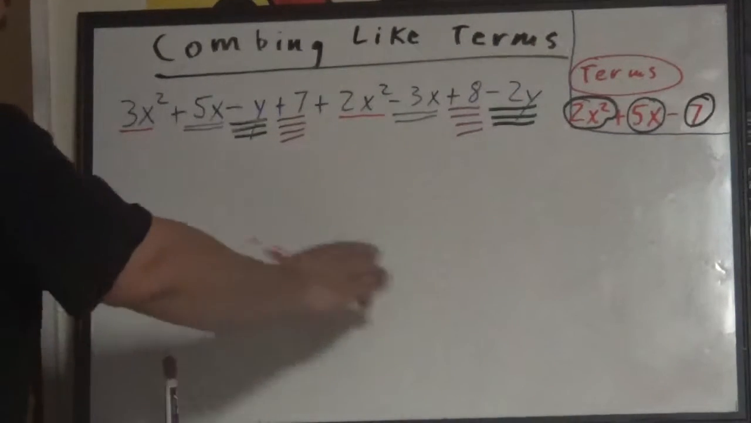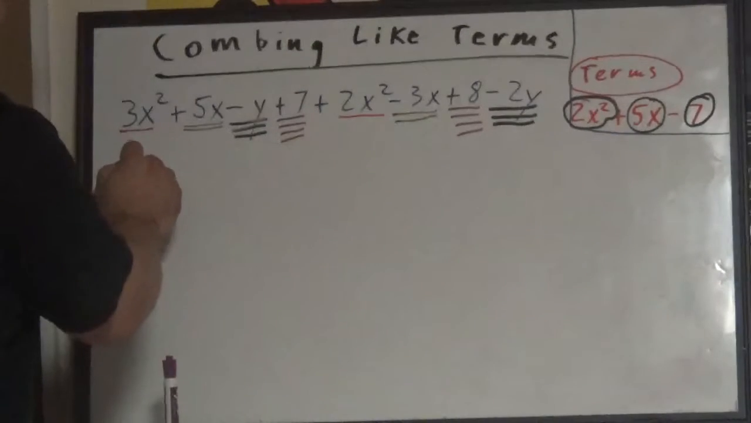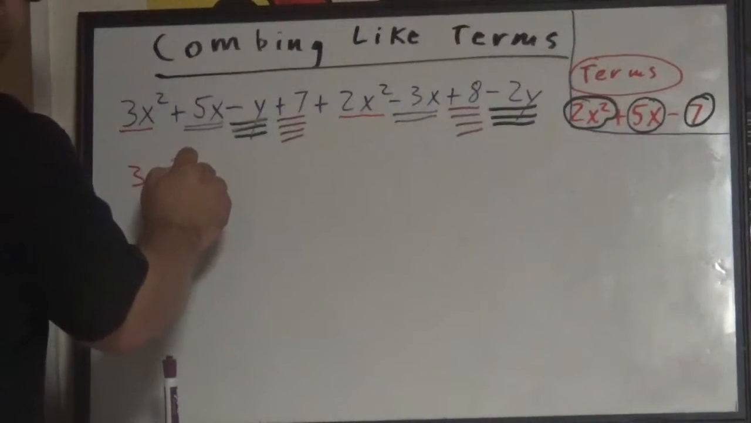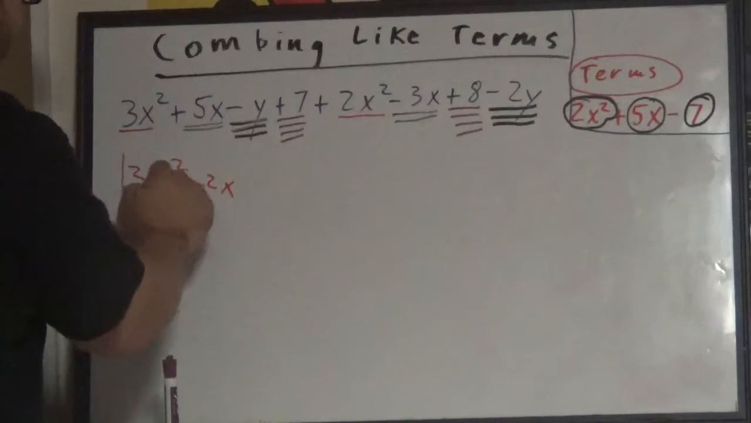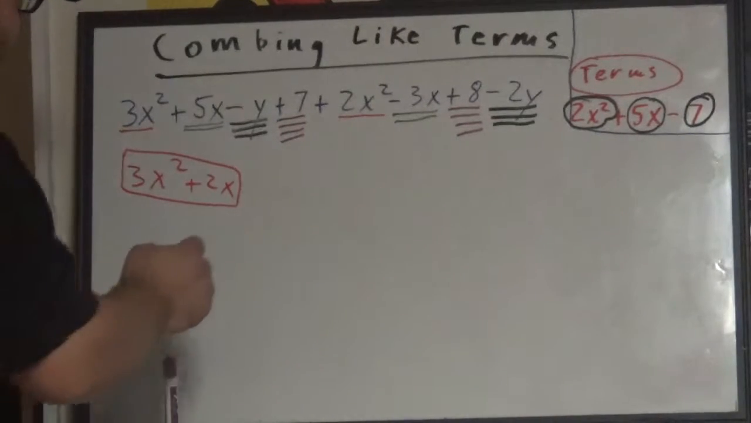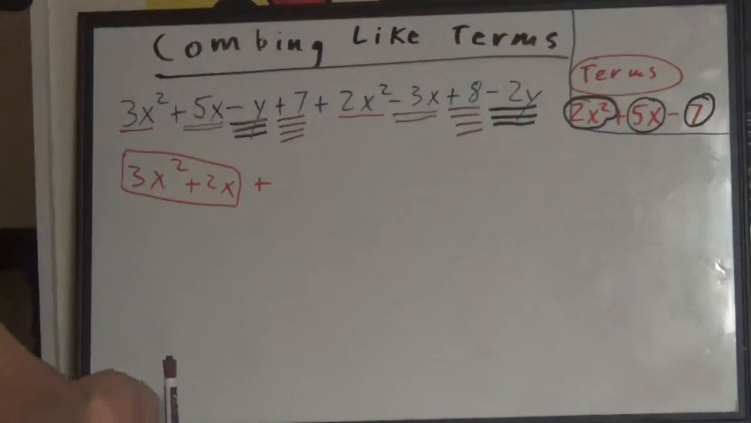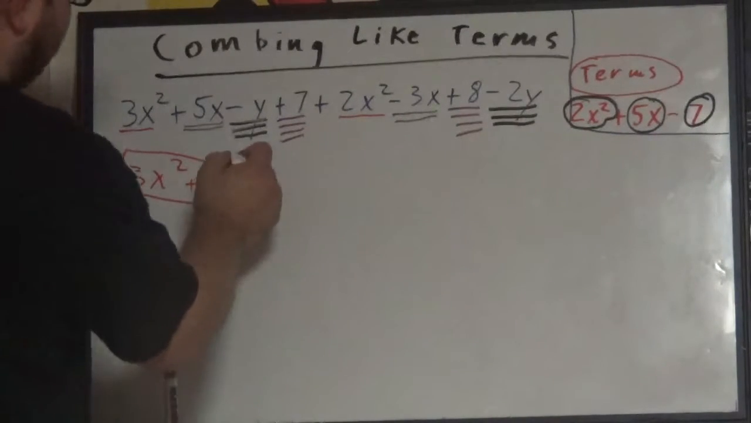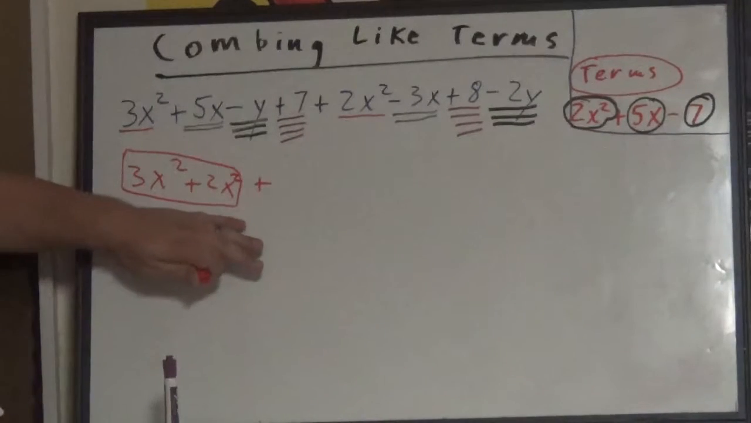So I'm going to bring all of these down. I'm going to start with my x squareds. I'm going to put 3x squared plus 2x squared. Now I'm going to put that in a box. Usually I only like to box in my answers, but in this case I'll make an exception. Oh, that's a 2x squared. Very important. So I'm putting these together in a box.